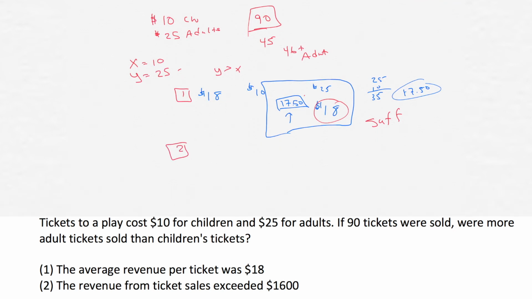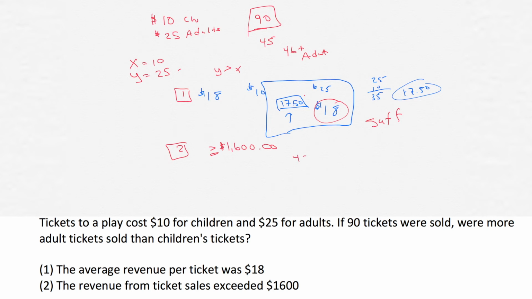Number 2 is a little more interesting. Number 2 says the revenue was greater than $1,600. So what I did was this. Again, data sufficiency. They're not asking for an exact number of adult tickets sold. They're just asking, were there more adult tickets than children's tickets?